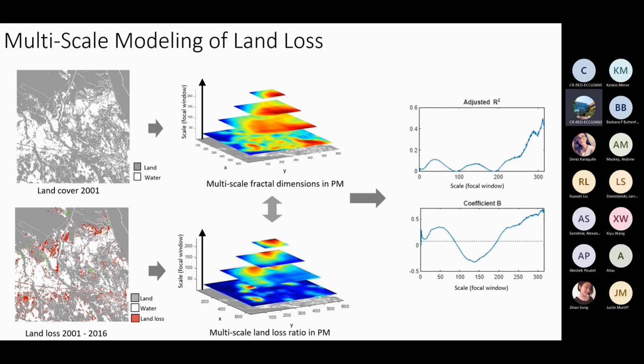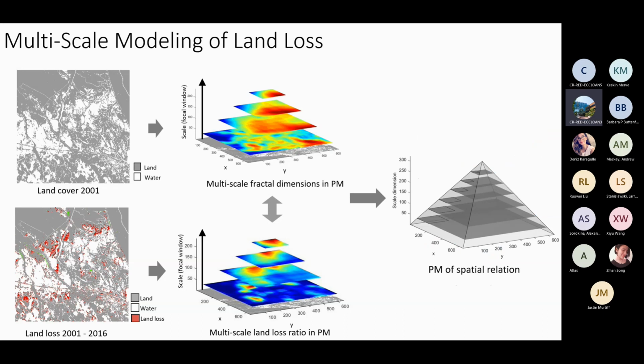So these two figures show the adjusted R-square and the coefficient B at different scales between land loss ratio and land fragmentation, which give us clues at which scale range the relation between the two indices is prominent, and whether the relation is positive or negative. In the next step, we are trying to conduct local regression analysis in the pyramid model framework and analyze how the regression coefficient varies not only in scale, but also in different locations. This is an ongoing project.